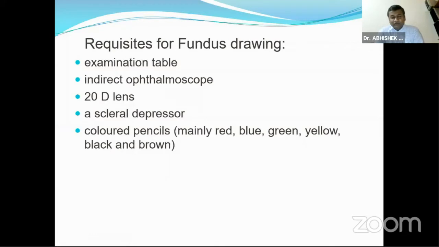With this brief, I would like to go further. The prerequisites are an examination table, an indirect ophthalmoscope, a 20 diopter lens, the various stationery like color pencils, an eraser, and a scleral depressor.